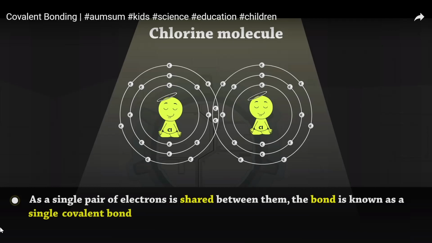Okay, so when a single pair of electrons is shared between 2 atoms, the bond is known as a single covalent bond. How many electrons is a pair? 2. So how many electrons are shared in a single covalent bond? 2. Okay.